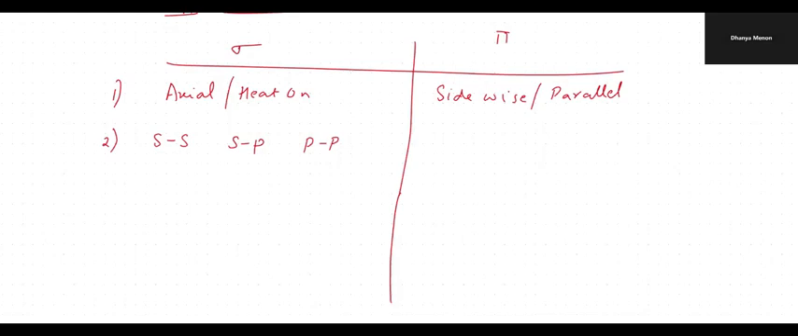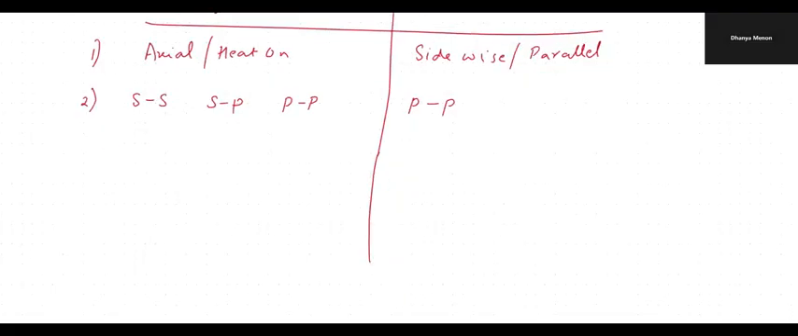Sidewise overlap can be between P and P. This also PX, then PX, like that. The orientation should be correct. Then we didn't study about P and D. We will be learning about it, and also between D and D, in the next video.